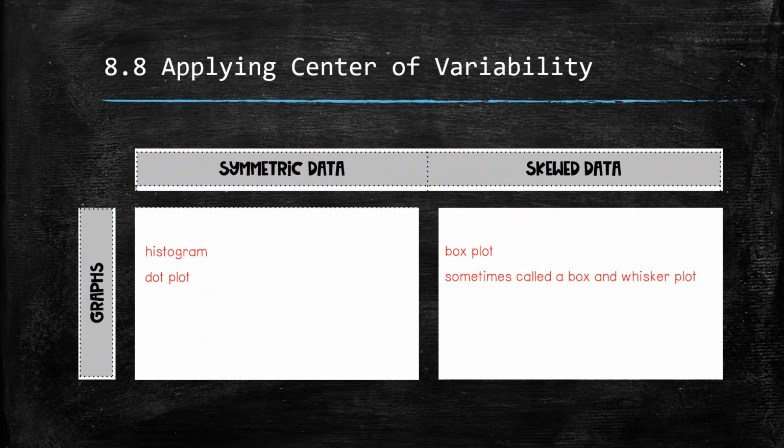When graphing, you can use any graph to represent data. But when you're looking at something that's symmetrical, a histogram or a dot plot is a better way to go because you can see that center and how everything's clustered around the center. Whereas for skewed data, a box plot is a little bit better because the whiskers show you that spread and the box shows you how that data is related to the median, which is close to that center.